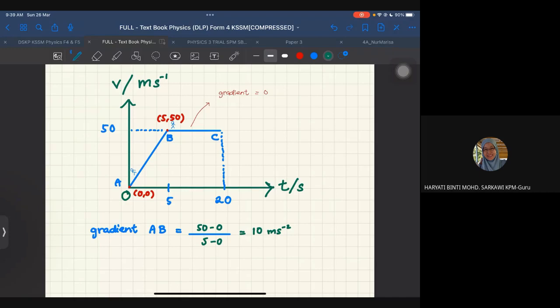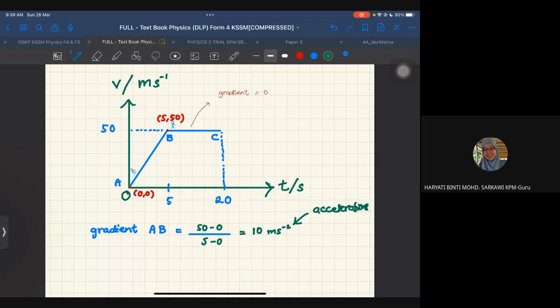So which means, if you have a graph of velocity against time, the gradient of the graph will represent acceleration. So this is acceleration. Okay, so the gradient of this graph is actually acceleration.